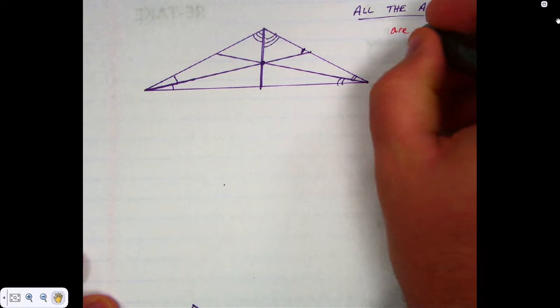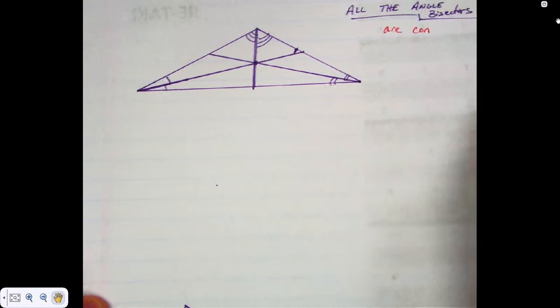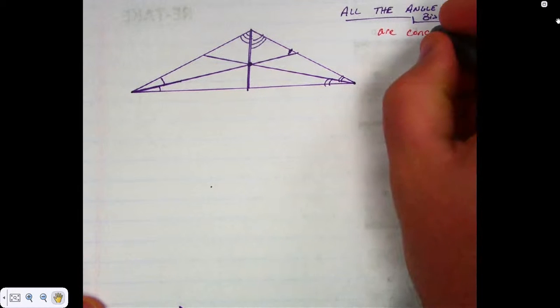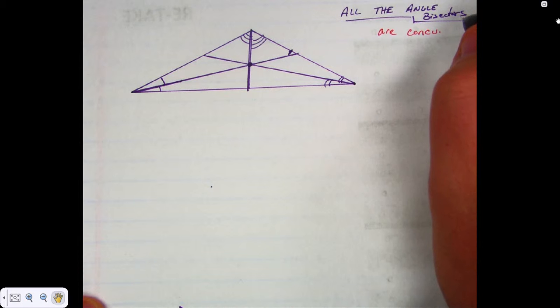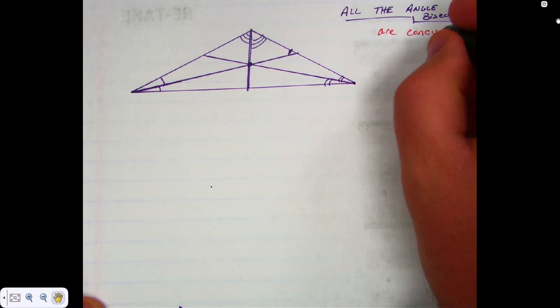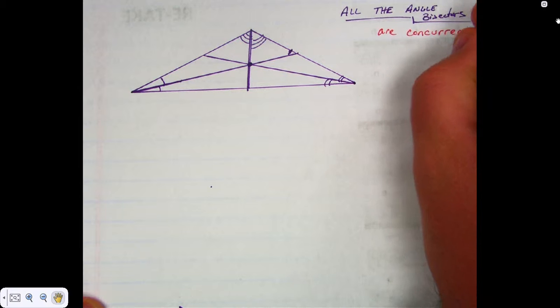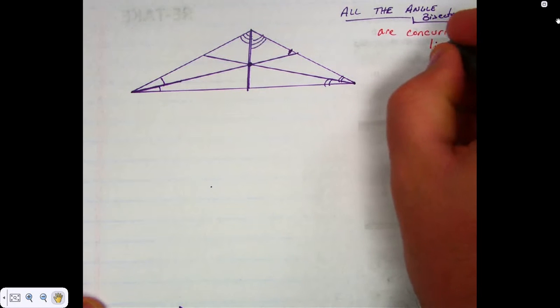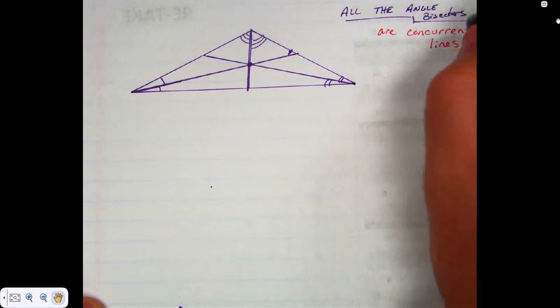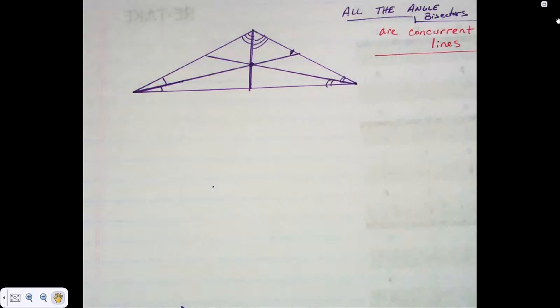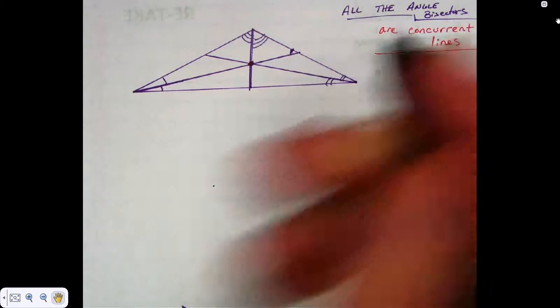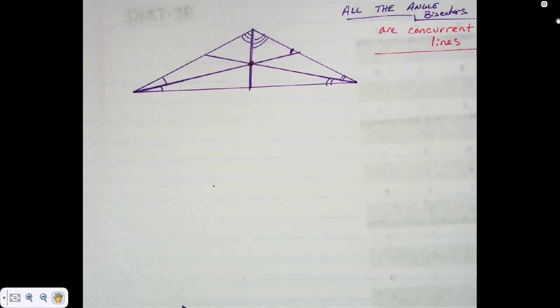They are what? How do you spell it? Spell it for me. C-O-N-C-U-R-R-E-N-T. Line, L-I-N-E. Why didn't you let her finish? Because she never started. They are concurrent lines, meaning they all intersect at the same point. The angle bisectors do. That's kind of neat.